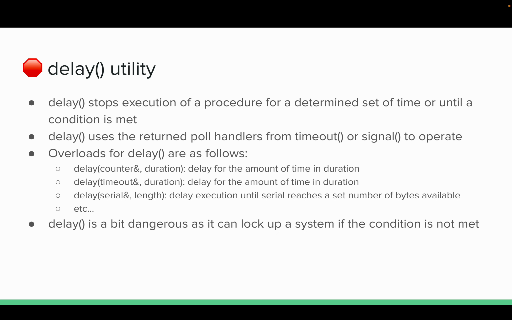Delay utility. This one does exactly what you think it does. It stops execution of a procedure for a determined set of time or until a condition is met. Delay uses the return poll handler from timeout or signal to operate. So you could potentially pass a serial interface or serial object to delay and then give it the number of bytes you want it to wait for, and then it'll go and figure that out for you.